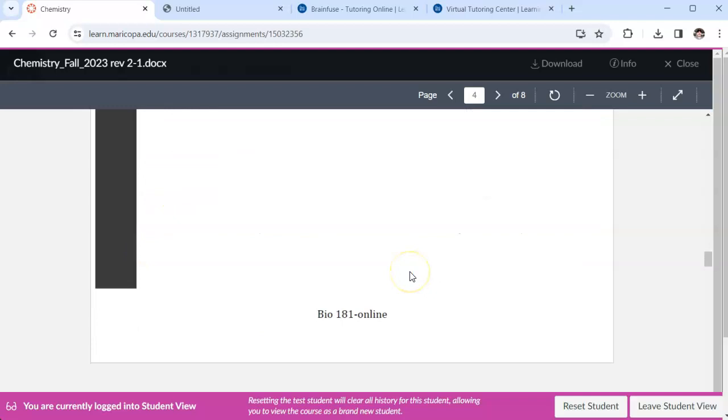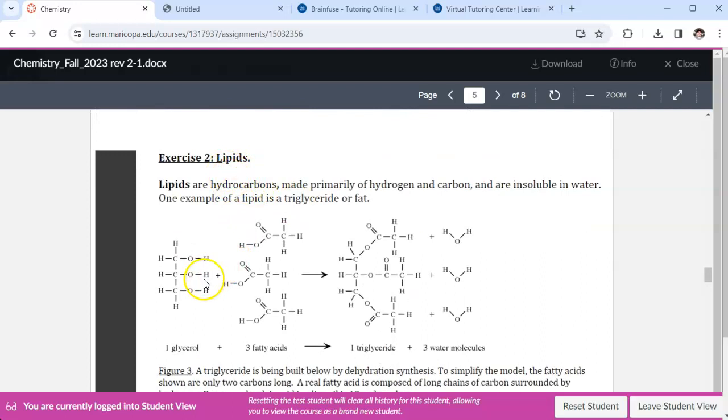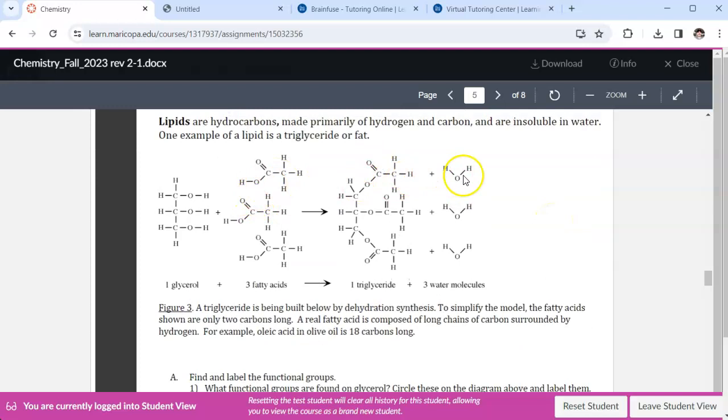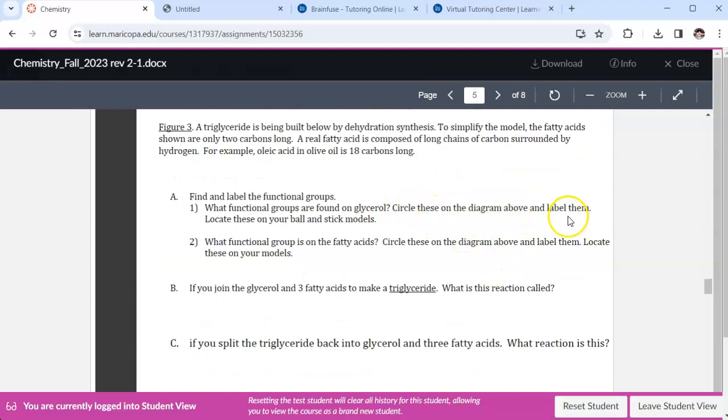So lipids, right? Fats, we use as an energy source. They're made out of glycerol and three fatty acids. That's why it's called a triglyceride, right? Tri is like a tricycle, three. And to build these molecules, what do we have to do? Take out water, right? If we want to break them apart, we have to add water. So dehydration, hydrolysis reactions. Circle these on the diagram and label them, right? So circle and label all of the functional groups.